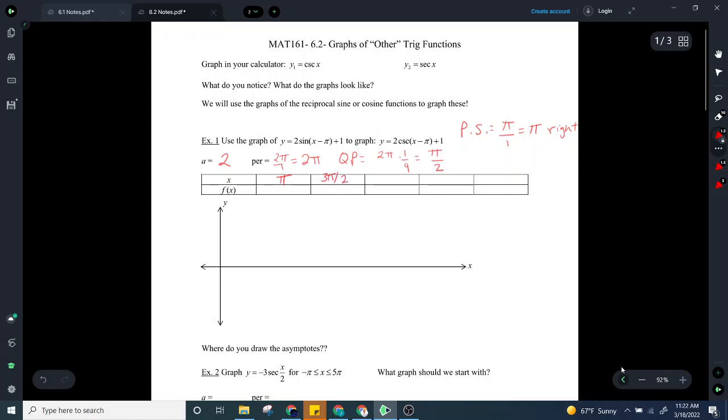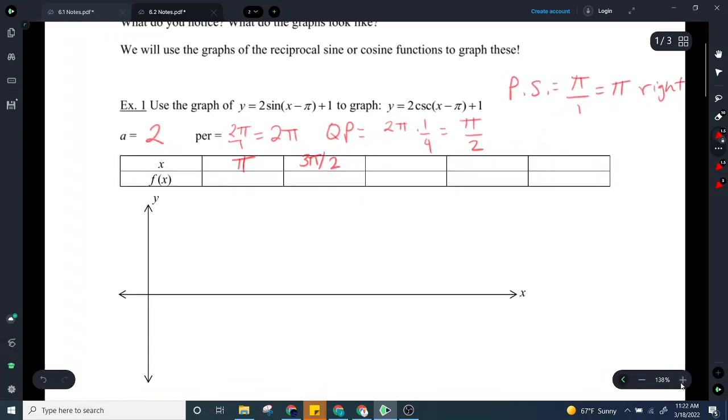pi over 2. Let me zoom in a little bit here. 3 pi over 2. Add the quarter period again, puts me at 4 pi over 2. Add the quarter period again, puts me at 5 pi over 2. One more, we'll get one complete cycle, puts me at 6 pi over 2. So one cycle is from pi to 6 pi over 2.